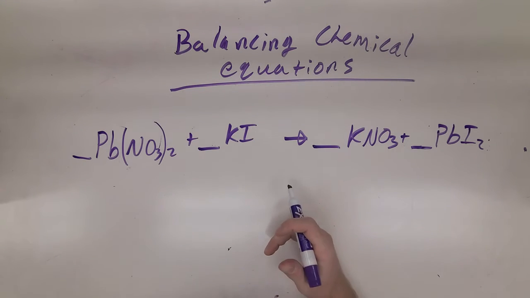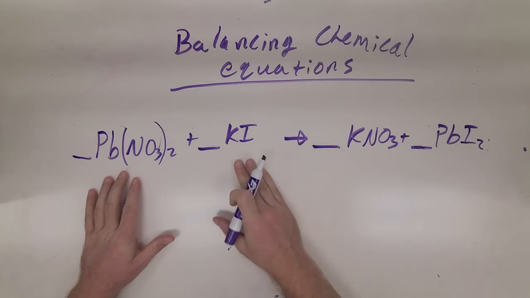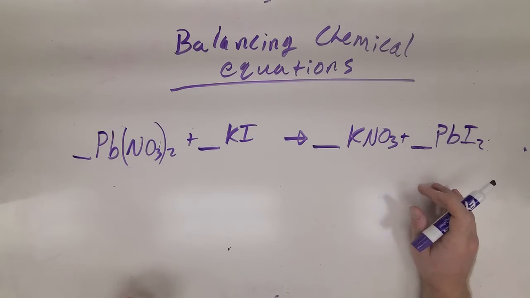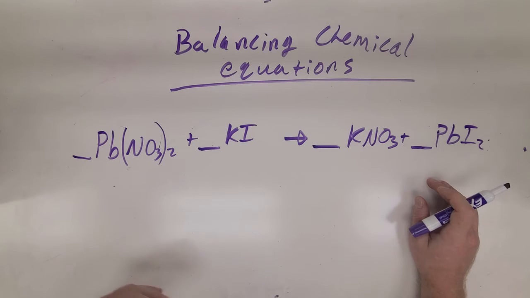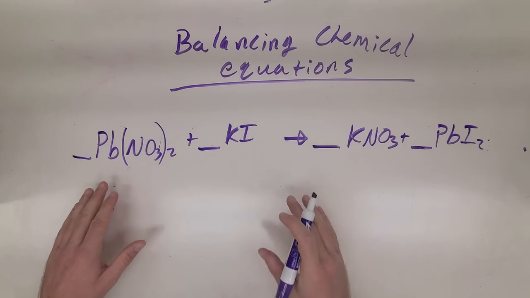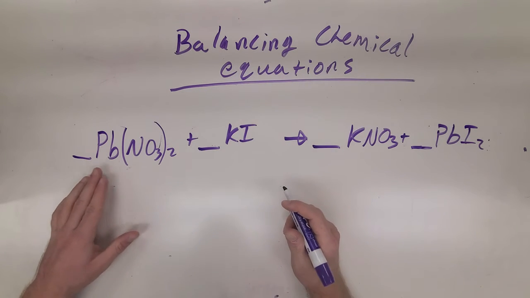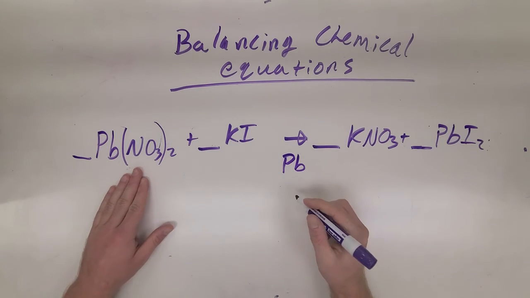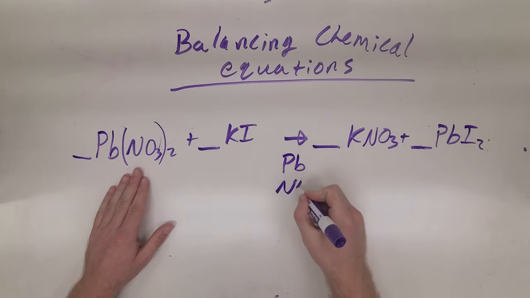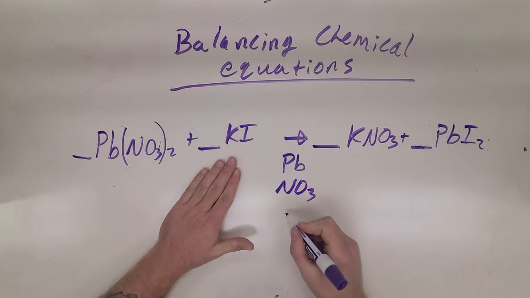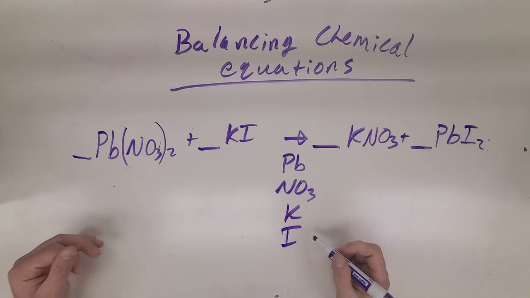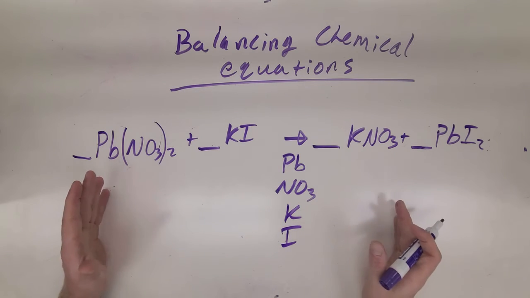Another example that we'll take a look at. Lead nitrate and potassium iodide reacting to form potassium nitrate and lead iodide. First thing we got to do, same thing as all the others. Let's write down all the ions that are going to participate in the reaction. We've got lead here, Pb for plumbum, NO3 for nitrate, K for potassium, and I for iodine. Next step, count them all up on each side.